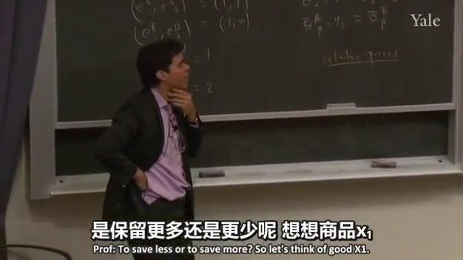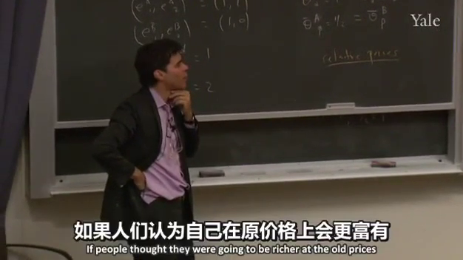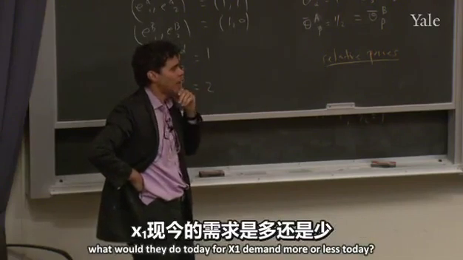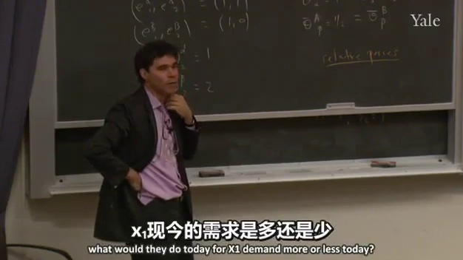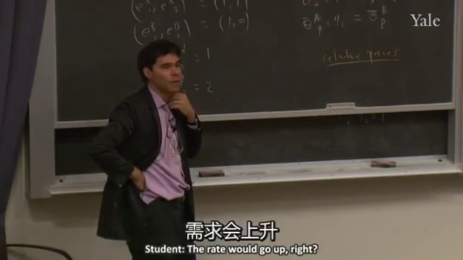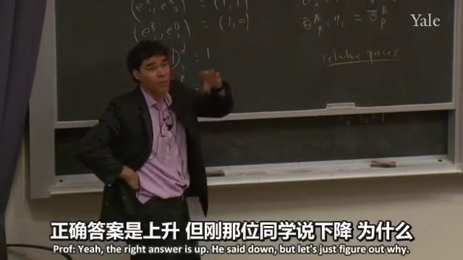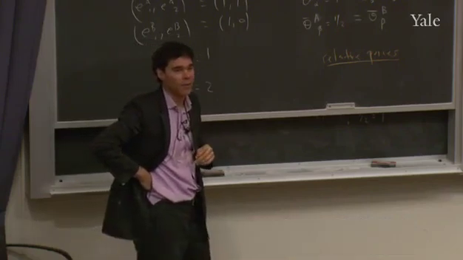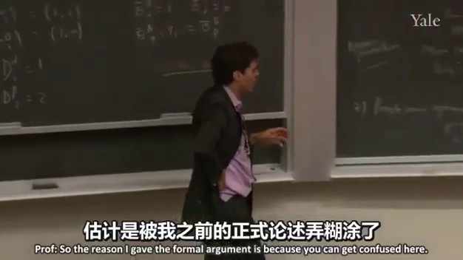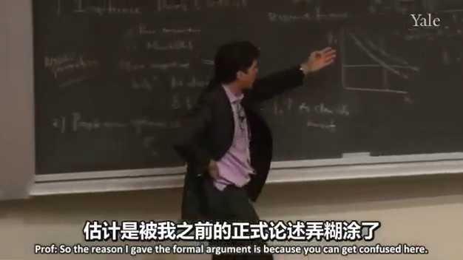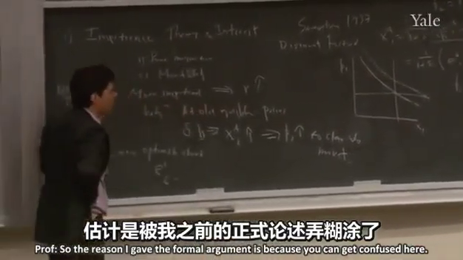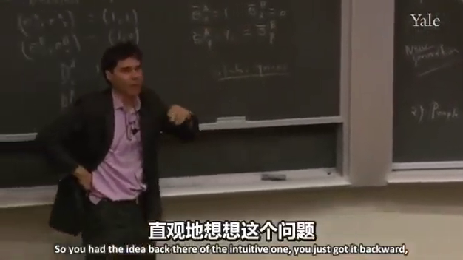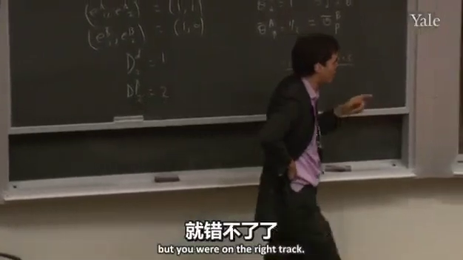So let's think of good X1. If people thought they're going to be richer at the old prices, what would they do today for X1? Demand more or less today? The rate would go up, right? Yeah, the right answer is up. He said down, but let's just figure out why. They demand more. The reason I gave the formal argument is you can get confused here. So let's just do the intuitive one. You had the idea back there of the intuitive one. You just got it backwards, but you're on the right track.